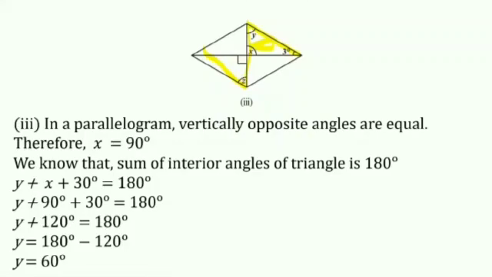I hope you're clear. Let me explain again. First we'll solve this triangle using the angle sum property. We'll get x plus y plus 30 degrees is equal to 180. So the value of y we will get is 60 degrees. And now because this y is forming a pair with z, alternate interior angles, y is equal to z. So z is also 60 degrees.